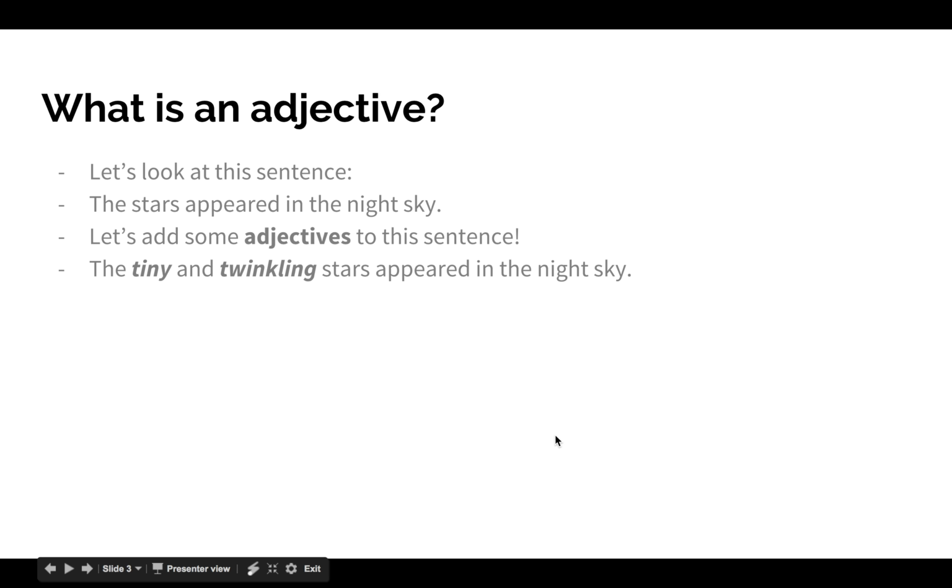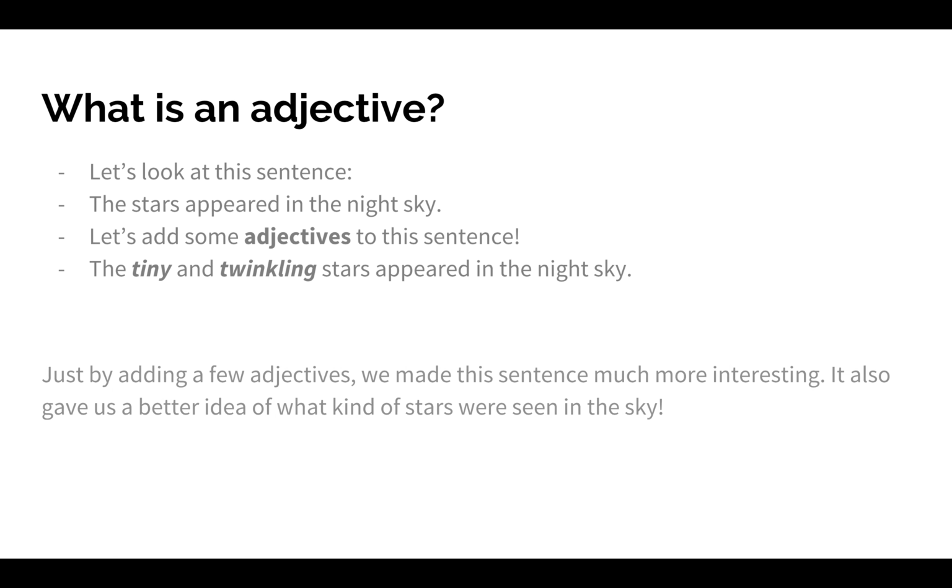The tiny and twinkling stars appeared in the night sky. So now you get a more vivid image of the kind of stars that we see. They're not just plain stars, they're tiny and they're twinkling, and we can really see what the image looks like. So again, just by adding a few adjectives, we made the sentence much more interesting. It gives us a much better idea of what kind of stars we see.